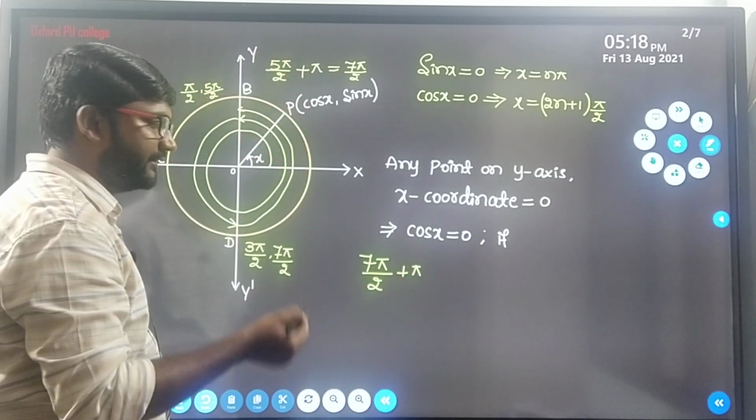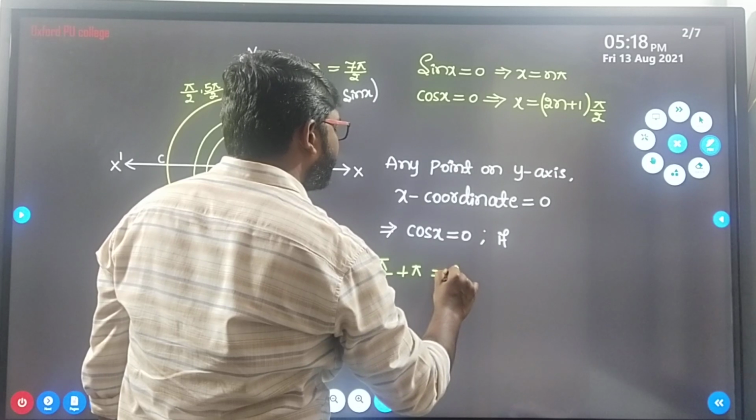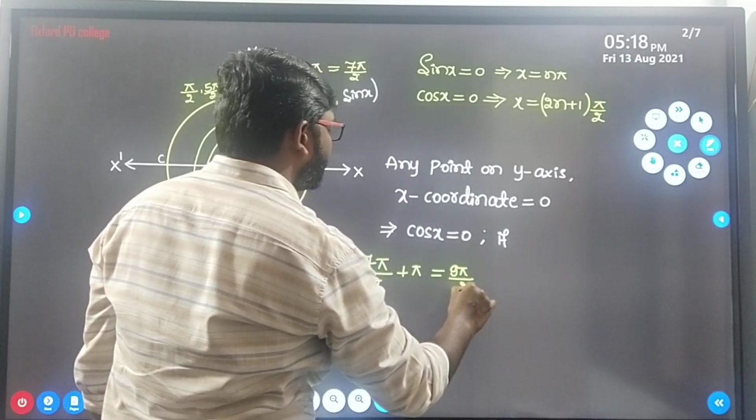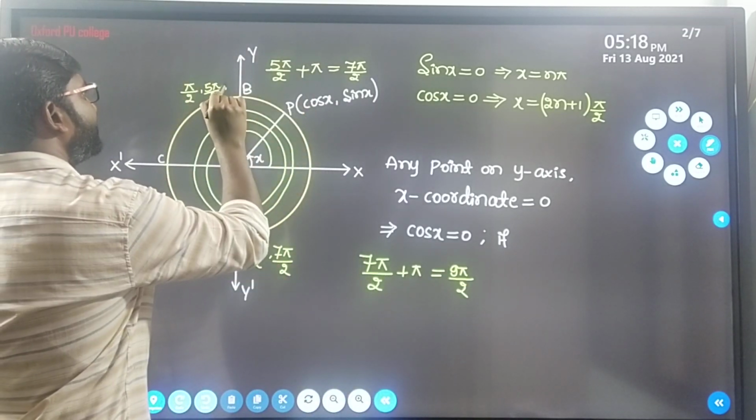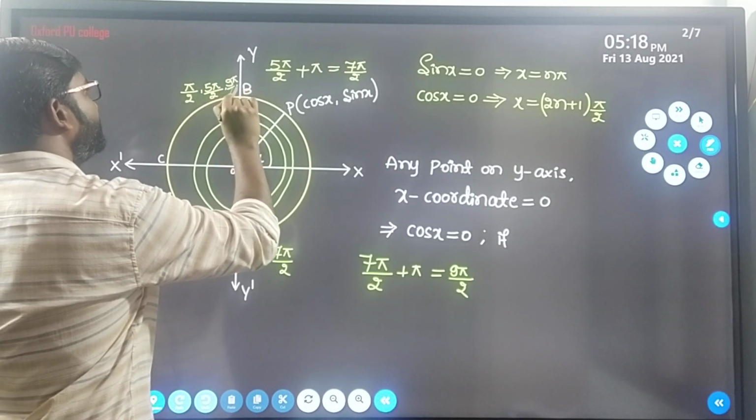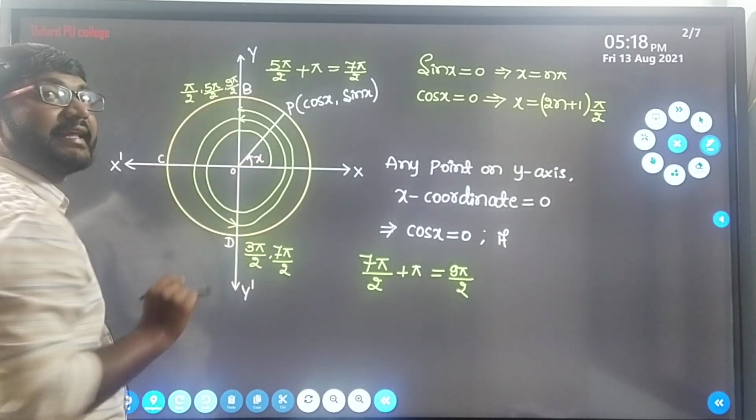We have to add 180. So take up the LCM. Overall we get 9 pi by 2. So we will be having that angle here, 9 pi by 2. So till here it is 9 pi by 2.